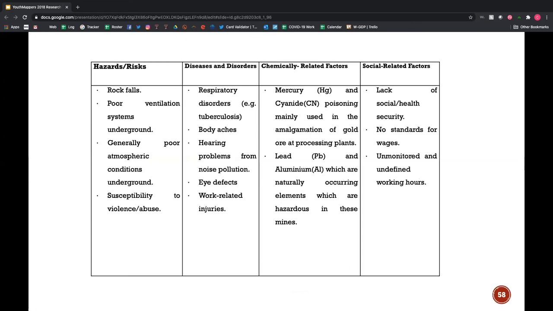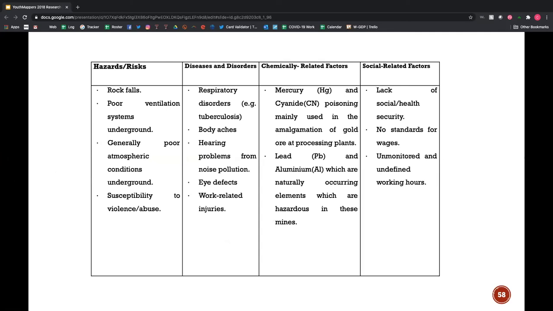So now what we did was, the effects that we got were coded into five main sectors using the multivariate clustering tool. And some of the respondents did say that they had experienced no effect whatsoever from working in the mines. But that wasn't added to the table, since if you experience no effects, there's really no point adding it. So the remaining four were the hazards and the risks, the diseases and disorders, the chemically related factors, and the socially related factors. For the hazards and the risks, we had rock falls, poor ventilation systems, atmospheric conditions underground, and susceptibility to violence or abuse on site.